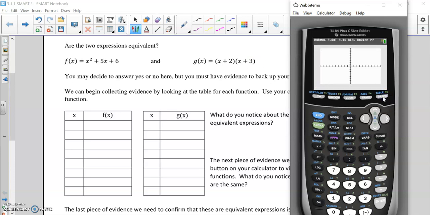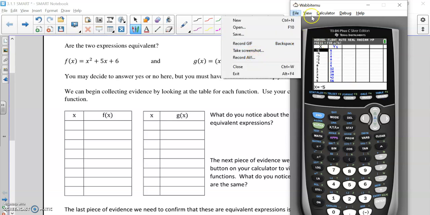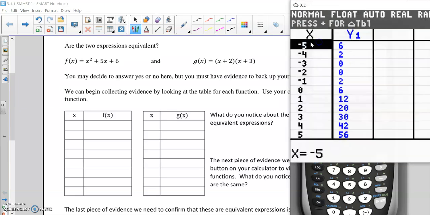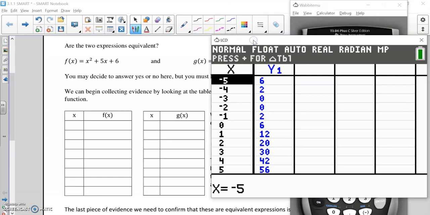And what we want to do is go ahead and go to the table. Once your graph shows up, you're going to press second and then graph. That's how you get to your table. And we'll see that we have some points here that we can use. I haven't required you to do any specific points here, so let's just choose some that seem good.